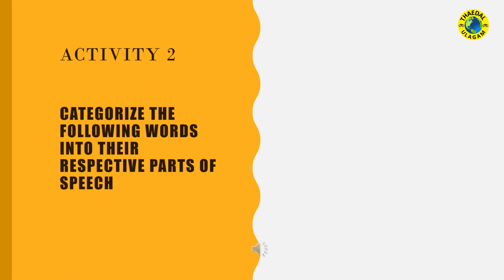Activity 2. We'll list a few words. Categorize the following words into their respective parts of speech. 1. Book. 2. Jump. 3. Quickly. 4. Beach. 5. Tall. 6. Joy. And 7. Friendly. Take a few seconds and try answering. 1, 2, 3, 4, 5. Here we go.